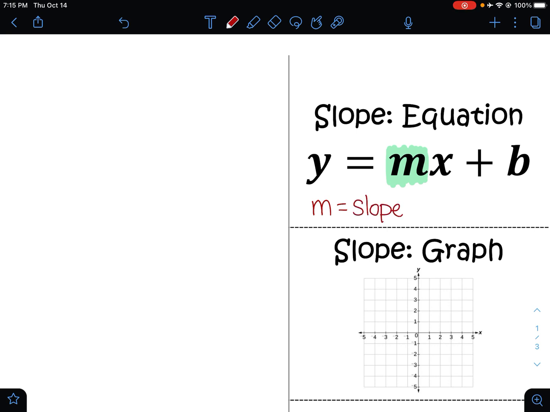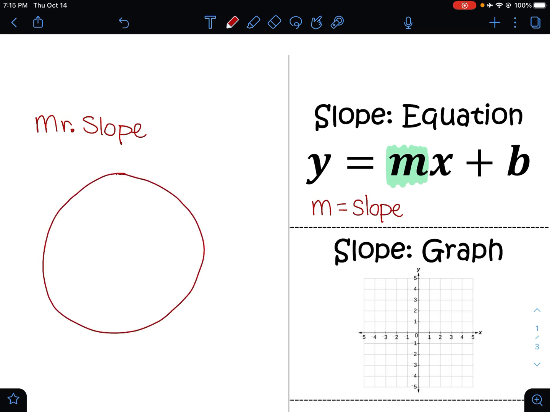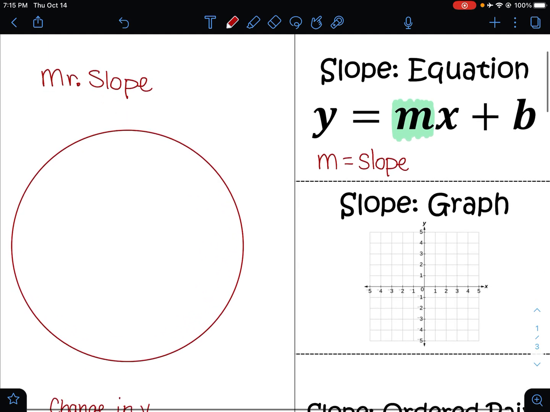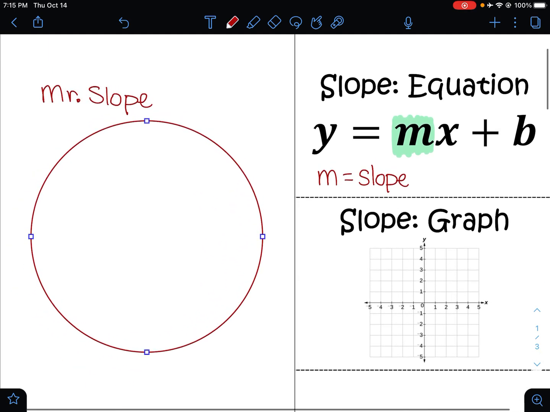Then we have slope from a graph. We have a different variety of how graphs can look. One thing that can help us is our slope guy, or Mr. Slope. Mr. Slope looks like this. He has a round face, and he helps us remember the different types of slope we have.